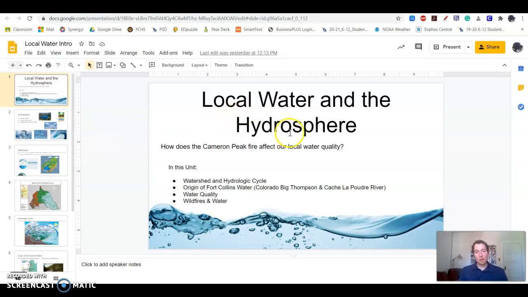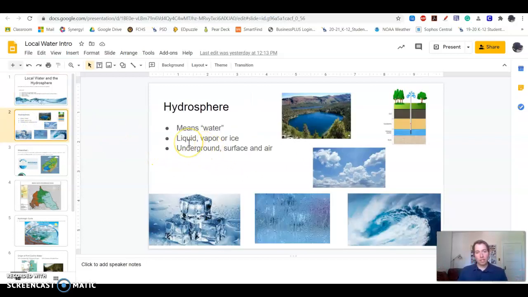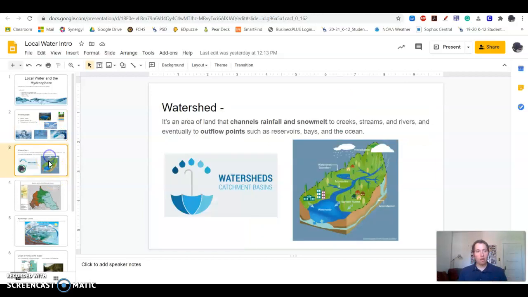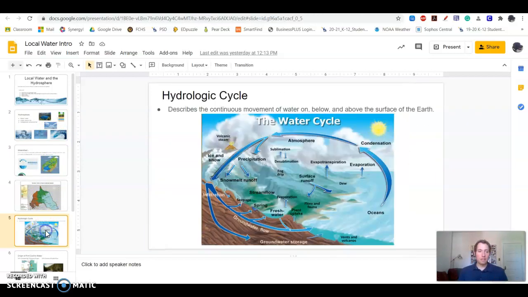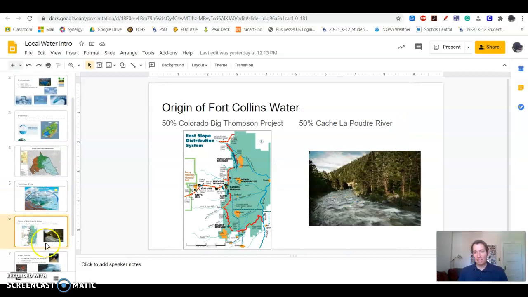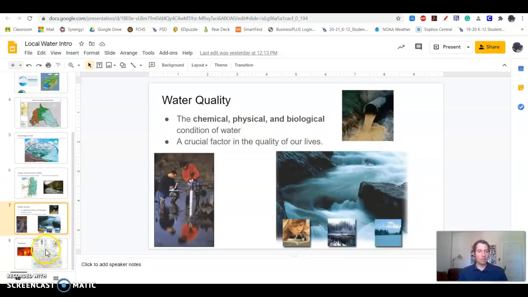It's part of our larger hydrosphere unit, hydro meaning water, which can exist obviously as a liquid, a vapor, or a solid, ice, and it is contained underground, on the surface, and in the air. This week, we are going to be diagramming our local watershed's water cycle. And so I'm going to go over all of these pieces of information in class. So I'm not going to go into detail right now.